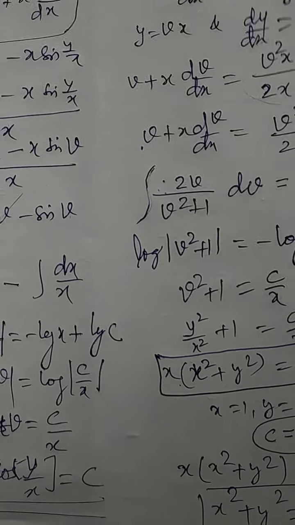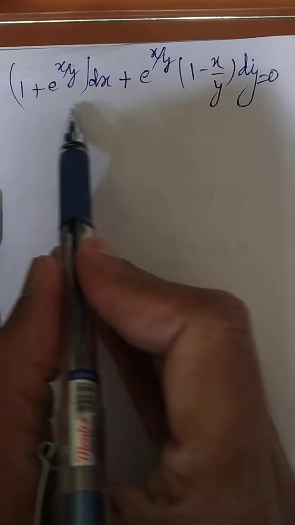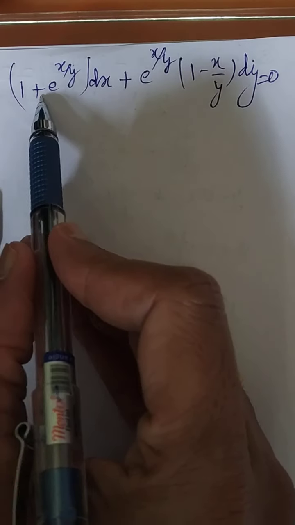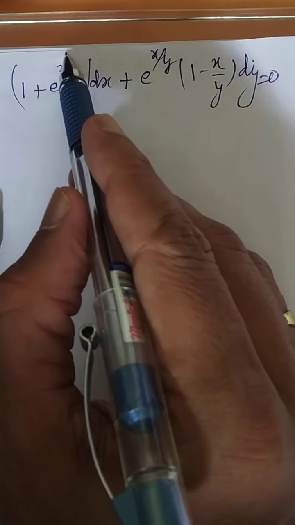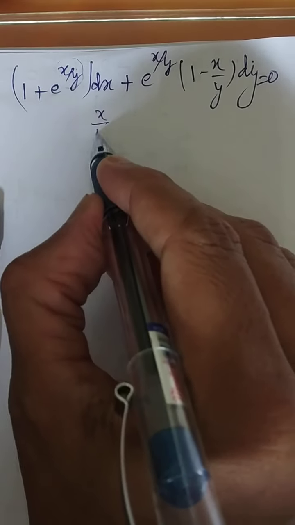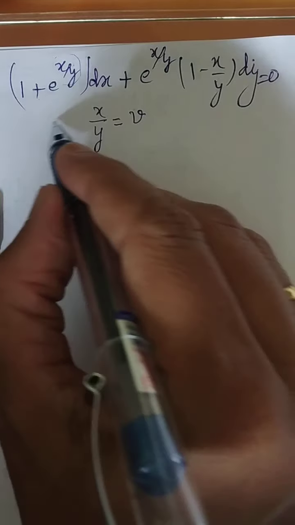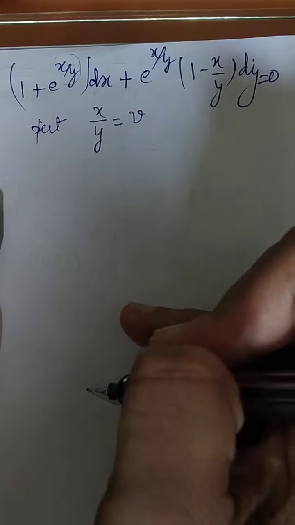We'll try to solve a few more questions based on the same concept, homogeneous, and try to cover it up. Look at the next question. I think if you have noticed, there is a little change in the question. I showed you the earlier question where y by x was there. Here it is x by y. So a little change in the problem. We will take x by y equal to v. This is the approach of the question.